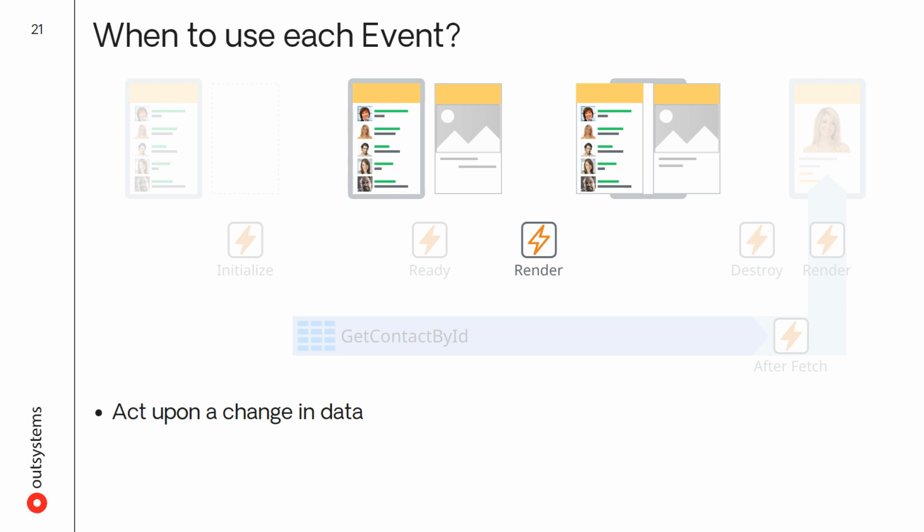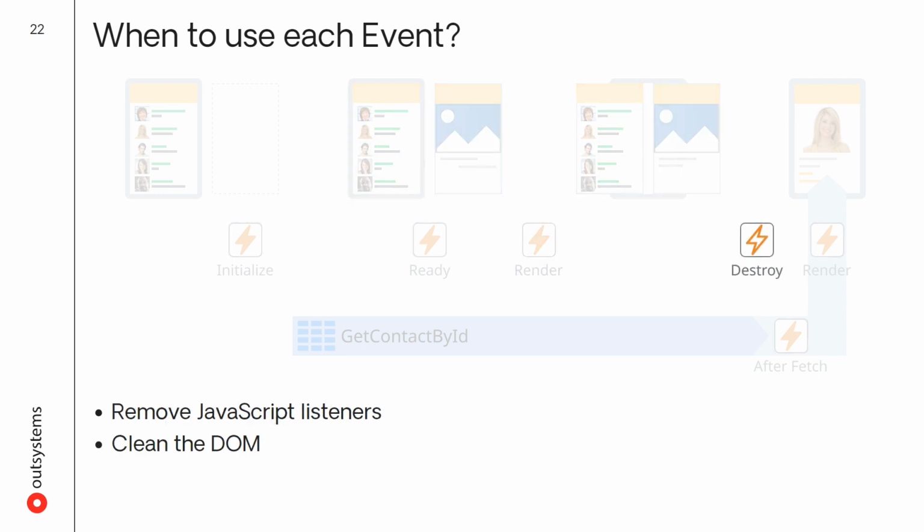Since this event is also triggered whenever anything on the screen changes, this event may be useful to react to changes in data. The destroy event is one of those that is only needed for very specific use cases, such as removing JavaScript listeners, or to clean the DOM that was previously changed in the ready event.